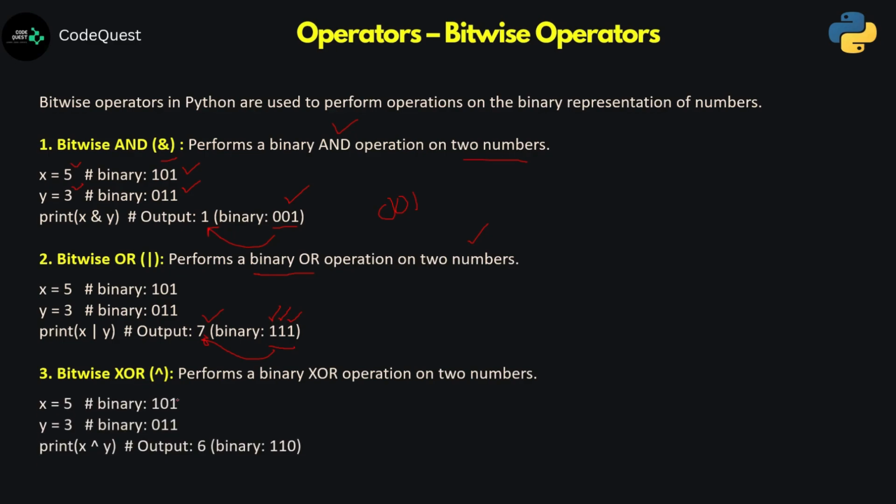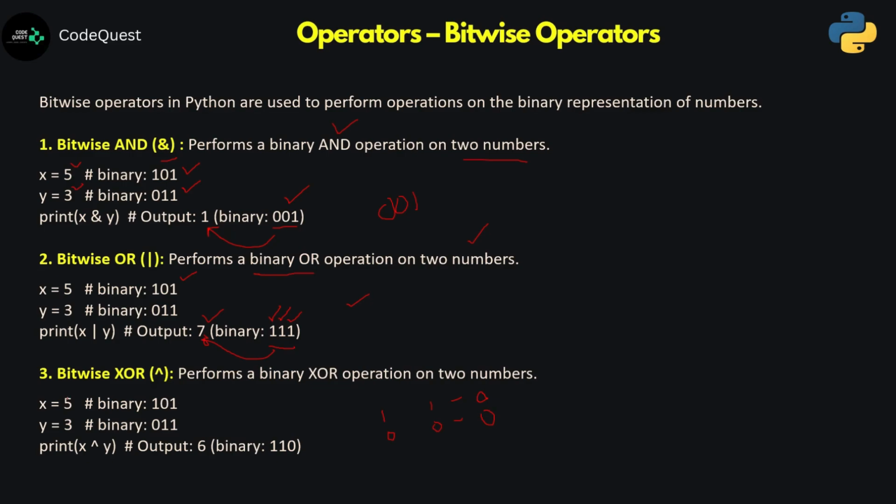Now bitwise exclusive OR is very similar to OR, except that when the two bits are the same, suppose the first bit is 1 and the second bit is also 1, the resultant is 0. Whereas in bitwise OR, if I take 1 or 1, the resultant is 1. So 1 exclusive OR 1 is 0 and 0 exclusive OR 0 is also 0, which means if either of the bits is 1 but not both, then the resultant is 1.